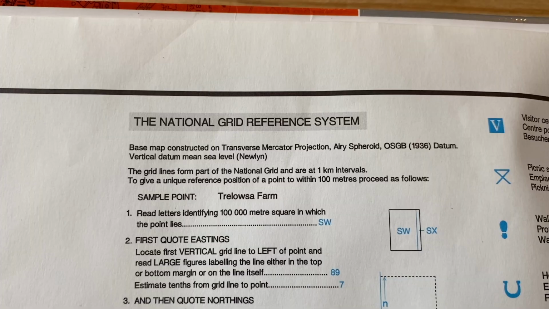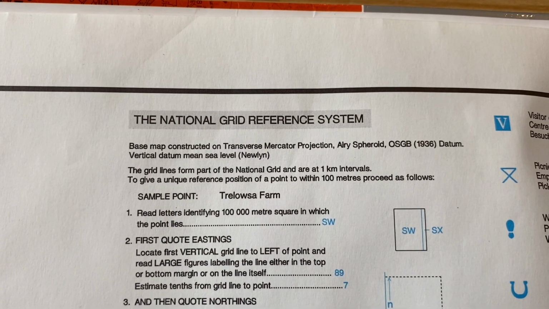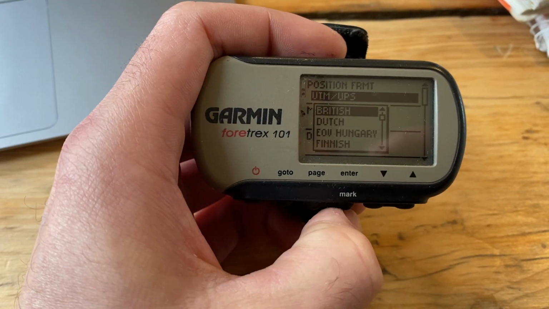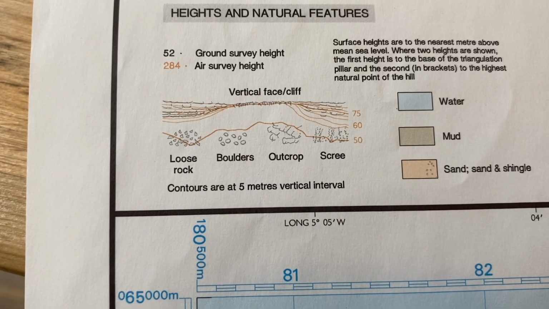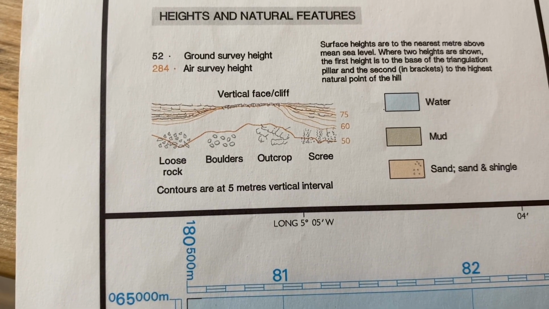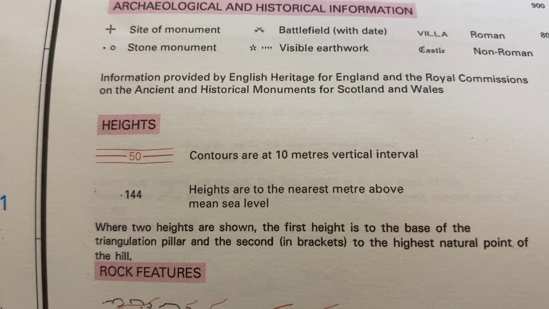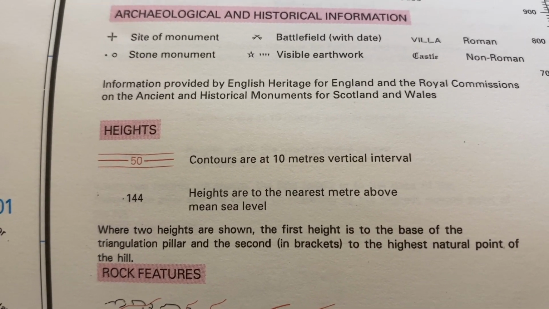So just a quick recap. Datum. Ensure your GPS and your map are set to the same datum, otherwise you can end up in the wrong place. Vertical interval. Ensure you check it. The last thing you want to do is climb up a hill that's twice as big as you thought it was going to be. Remember, in Great Britain we have 5, 10 and 15, depending on which map you're using.